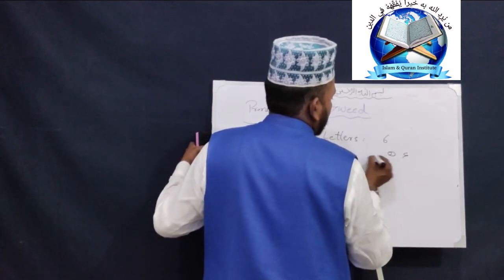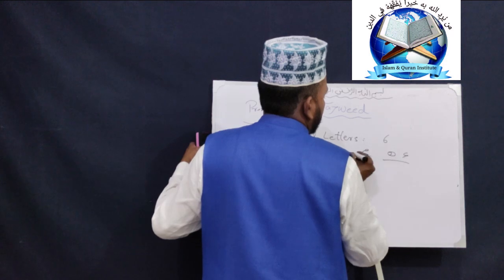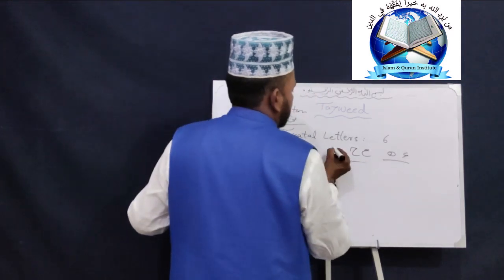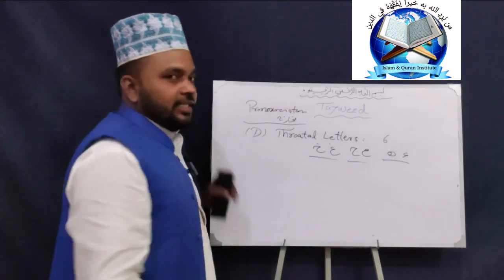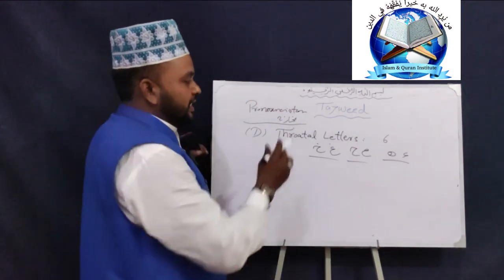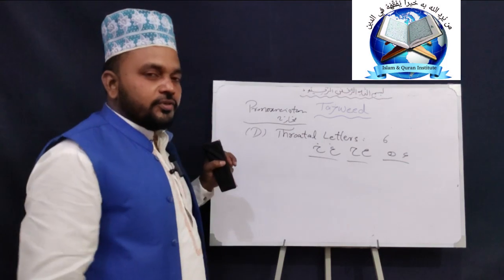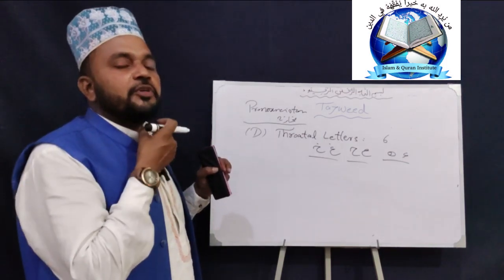hamza, ha, ain, ha, ghain, kha. Hamza, ha, ain, ha, ghain, kha. These letters are called throat letters. Always they would be uttered from the throat.